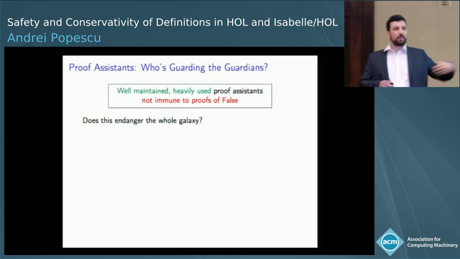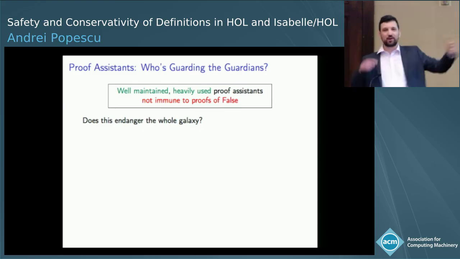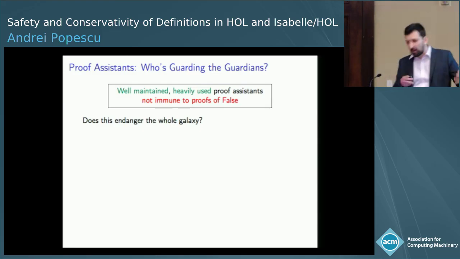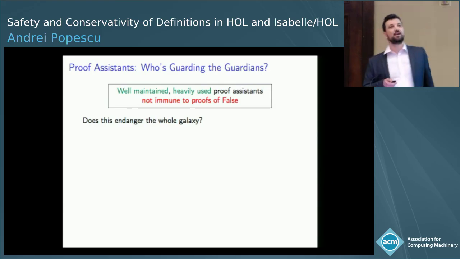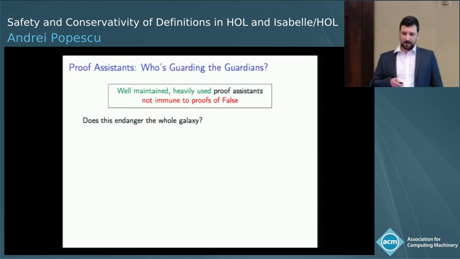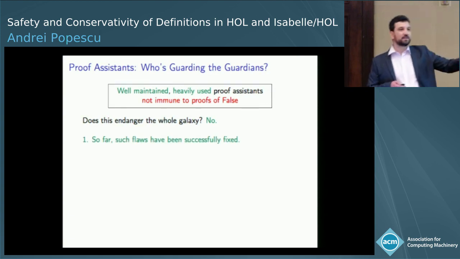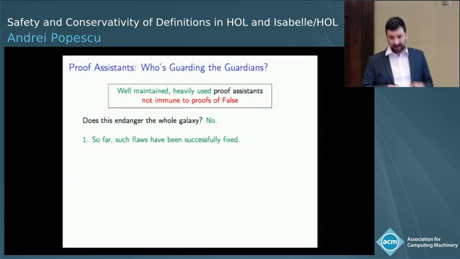Of course, the immediate question is, does this endanger the whole galaxy? Does this endanger the kind of properties that have been proved with the proof assistants? Let's say the flawed version. And the answer is definitely no. There are several reasons for this. One of the reasons is essentially what I showed before, the construction of a proof assistant that essentially isolates or quarantines the problem by its very nature.